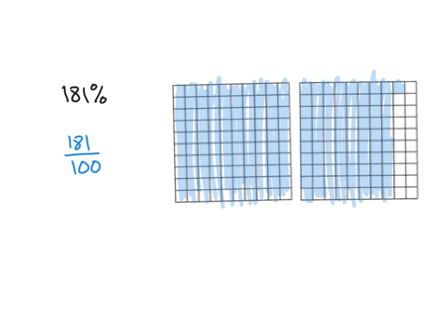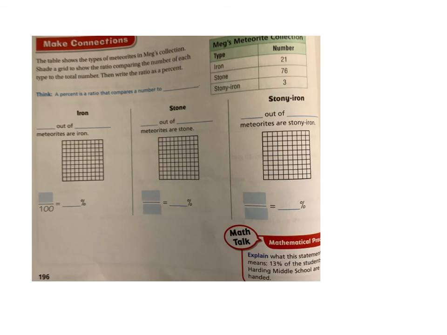So 100% is out of 100 is what this lesson wants you to understand. Weird circumstances like this would mean if I have more than 100 here, then I'm going to need another grid. It's more than everything, more than all that's available, because only 100 were available. And the last thing they talk about in this lesson is just making this connection. The table is showing meteorites. Meg has a meteorite collection, which is cool, I guess. Shade the grid to show the ratio, comparing number of each type to the total number, and then write the ratio as a percent. A percent is a ratio that compares a number to, what number goes there?